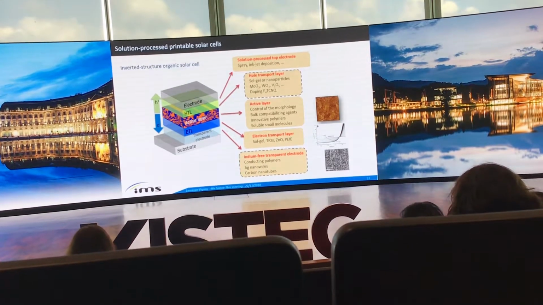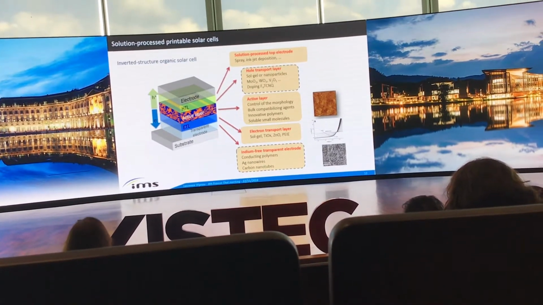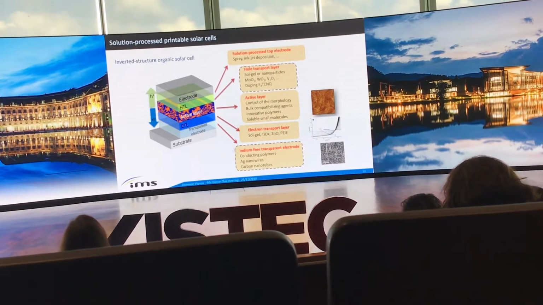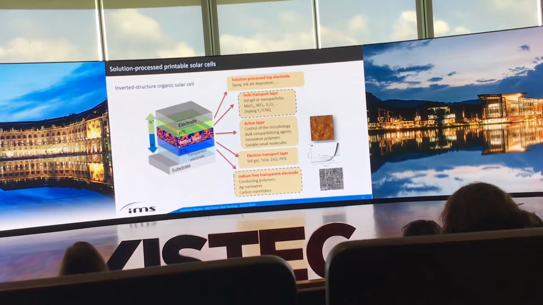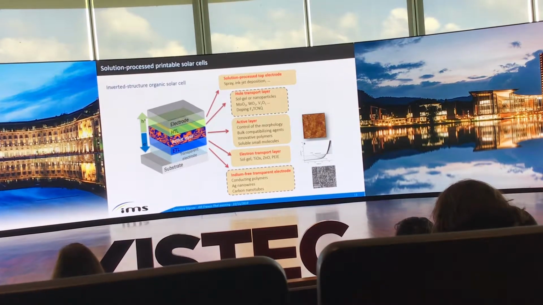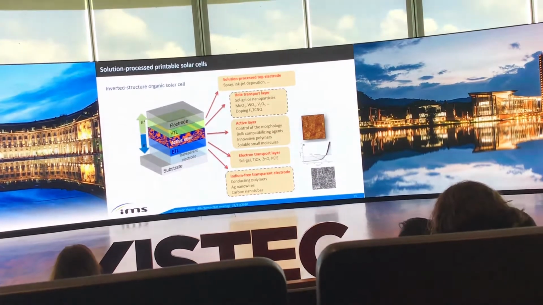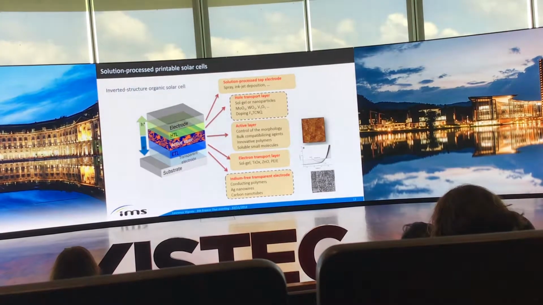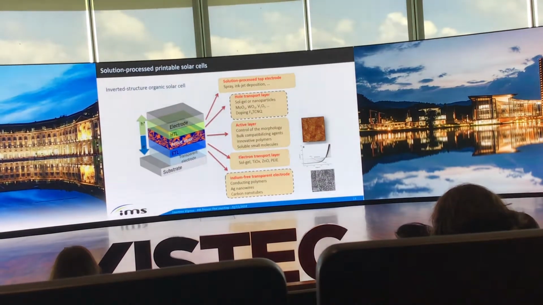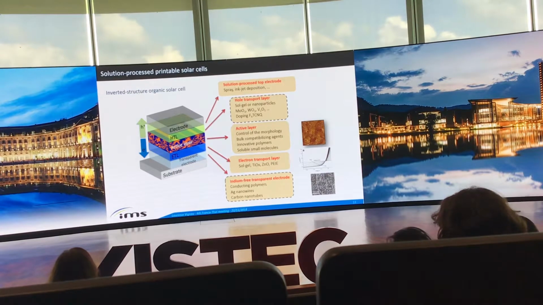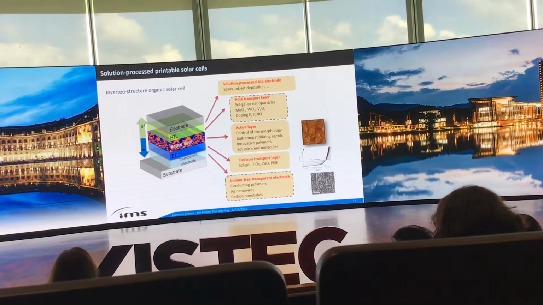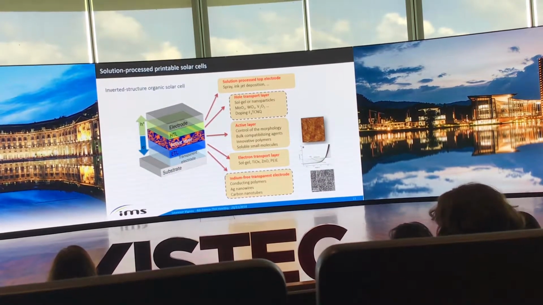What we are working on in our group is the different layers. If you want to make a printable solar cell, you need to develop processes for all of the layers. In particular, the transparent electrode. The transparent electrode is usually indium tin oxide, which is not very useful on flexible substrates. So we can replace it by metallic nanowires, conducting polymers, carbon nanotubes or graphene.